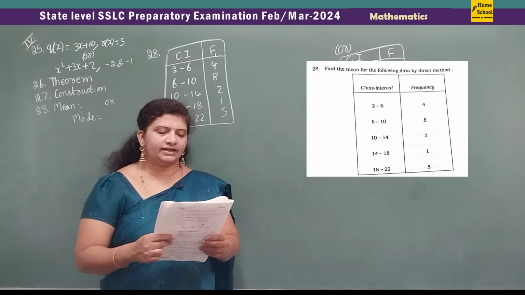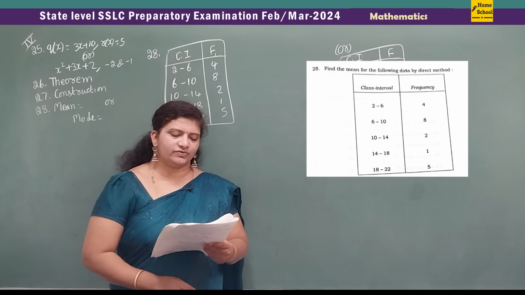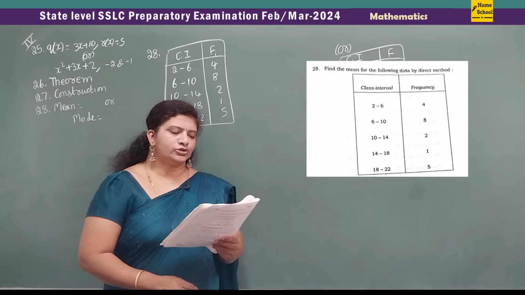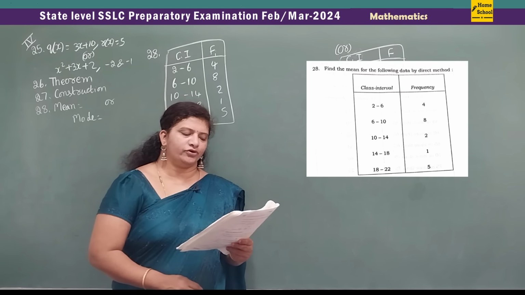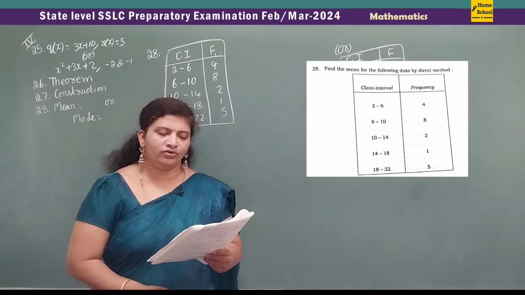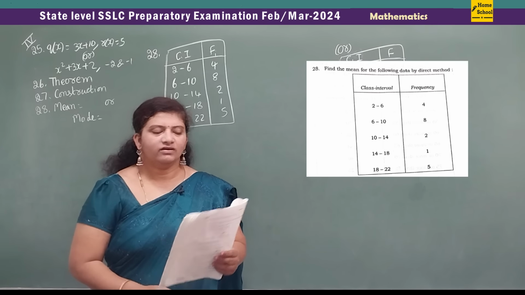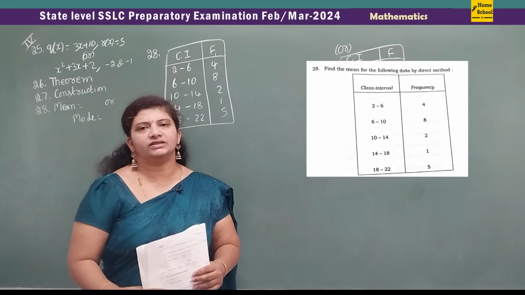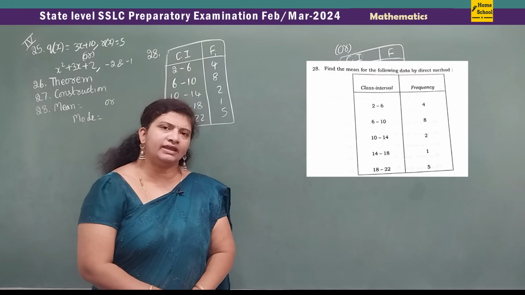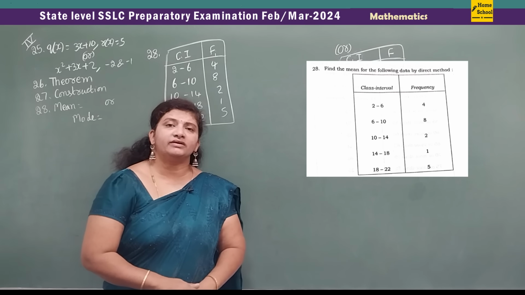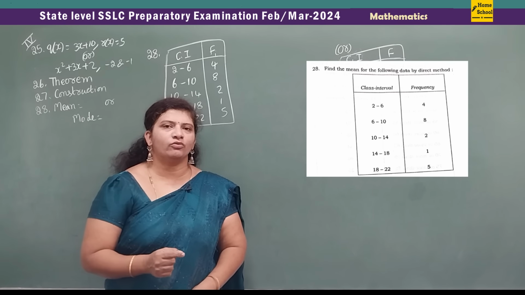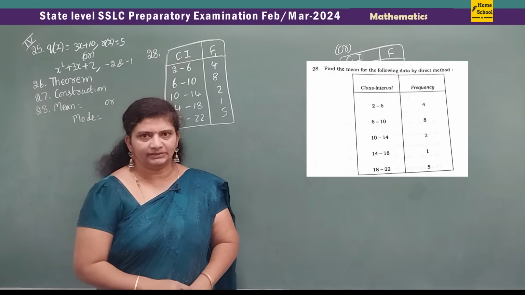28th problem, find the mean for the following data by direct method. You can see the data table here, class interval and frequency: 2 to 6, 6 to 10, 10 to 14, 14 to 18, 18 to 22, and the frequencies are 4, 8, 2, 1, 5. Find mean for this data by direct method. In this, direct method is specified, otherwise you can go with any method of your choice.